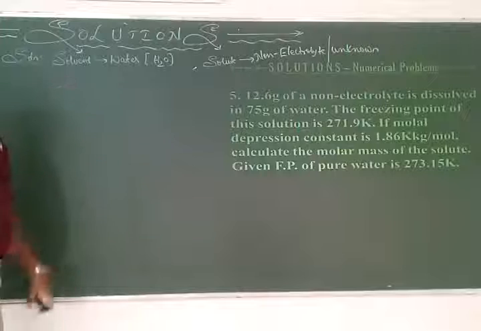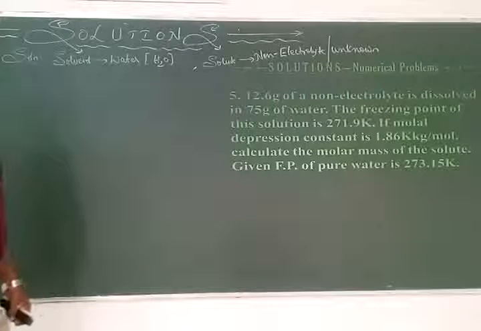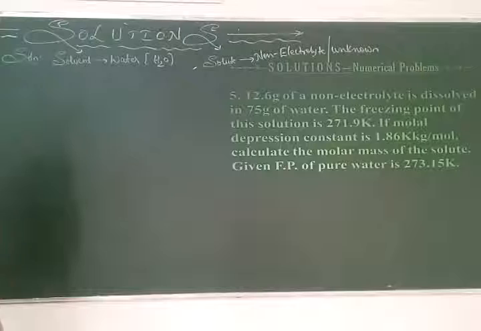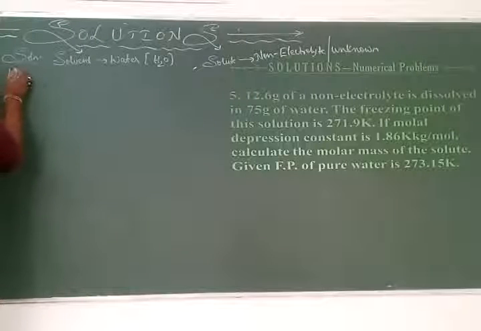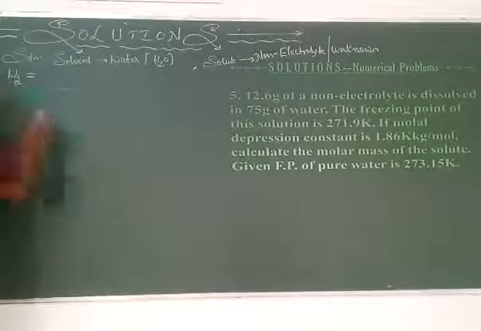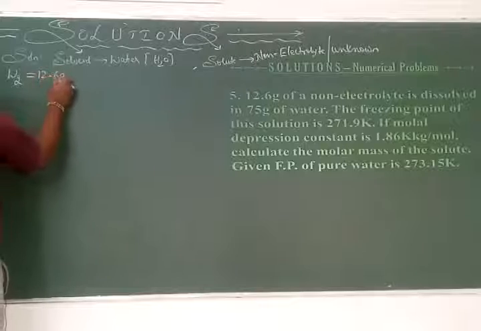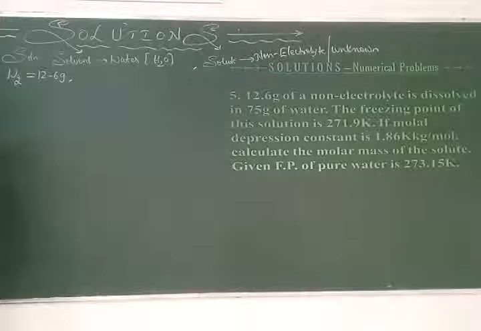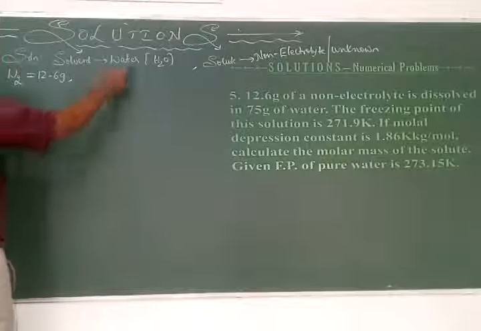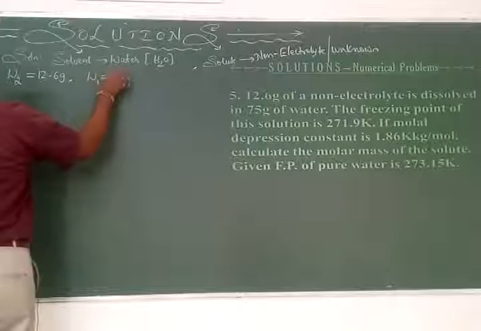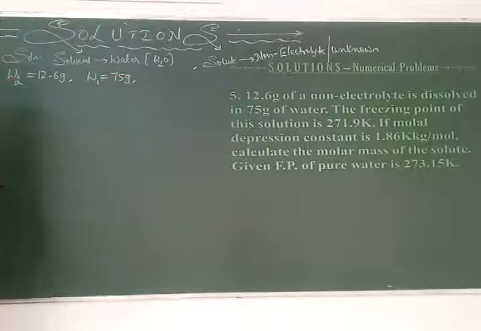So 12.6 grams of a non-electrolyte is dissolved in 75 grams of water. So W2, the mass of the solute, is 12.6 grams. It is dissolved in how many grams of water? 75 grams of water. Water is the solvent. Therefore, W1 is equal to 75 grams.